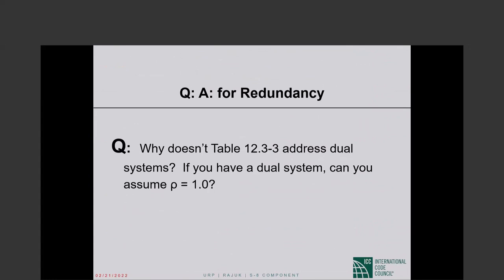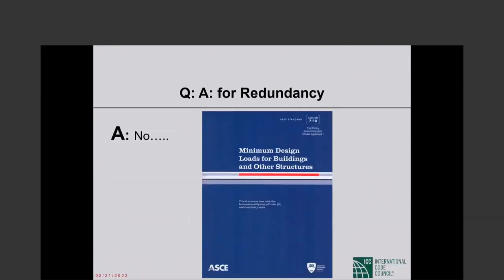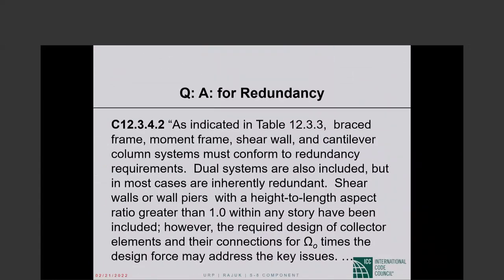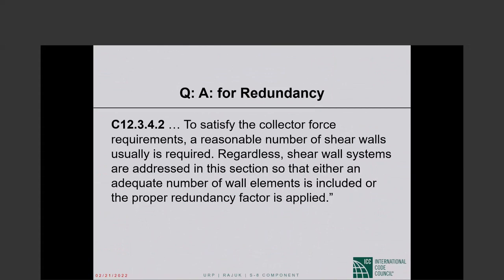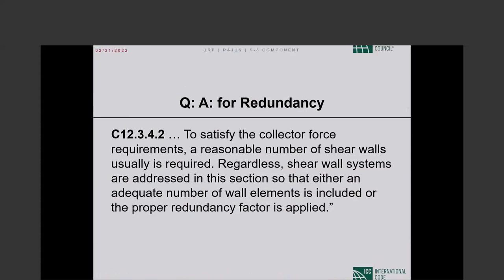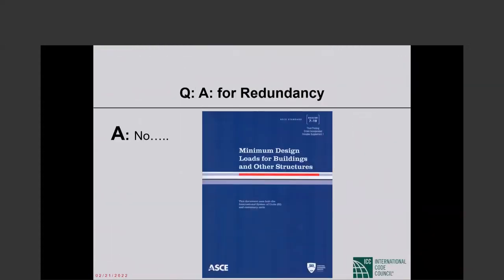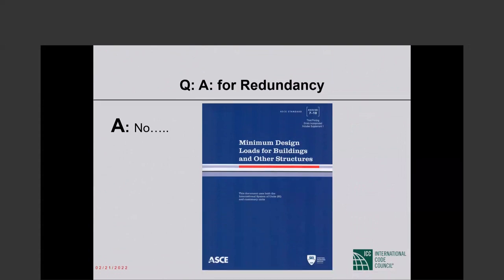Why doesn't the table address dual systems? If you have a dual system, can you assume rho is equal to 1? The answer is no. And ASCE 7 commentary explains why the answer is no. In the interest of time, I will not read the commentary. If you have any interest, I would strongly suggest that you read this slide and the next slide where the commentary ends. So for dual systems also, redundancy can be 1 or 1.3. You cannot just take it equal to 1. Dual systems are not listed in that front segment where I said rho can be taken equal to 1 for so many things.